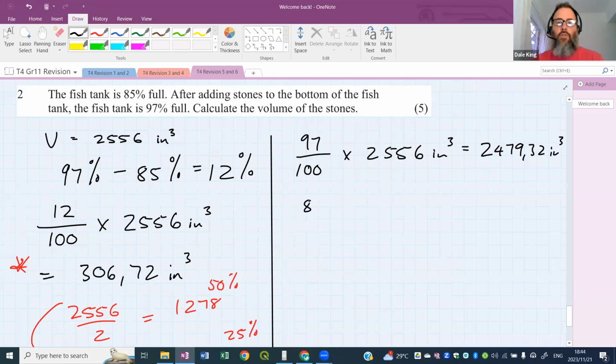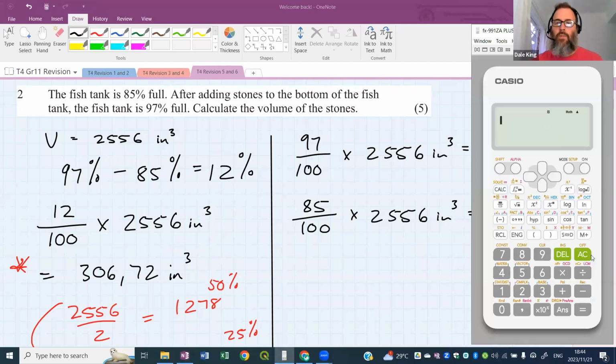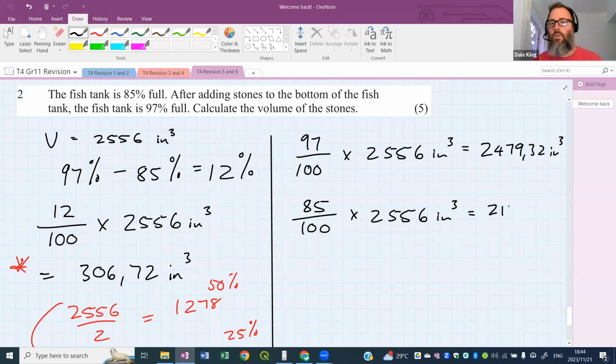And what is 85% of the tank? And you know what I'm going to do, right? Once I've got these volumes, I'm going to go back to the formula and just change it to 85. 2172.6 inches cubed. So 97% is that volume, 85% is that volume. It went from 85 up to 97. So it's the difference between the two.